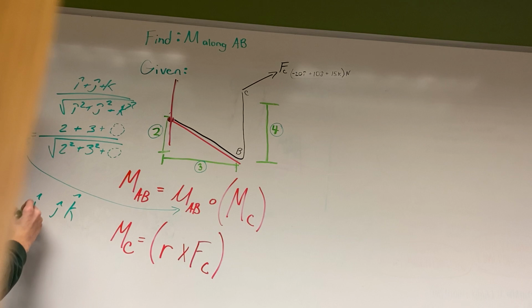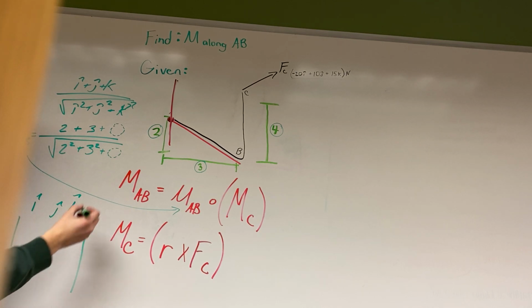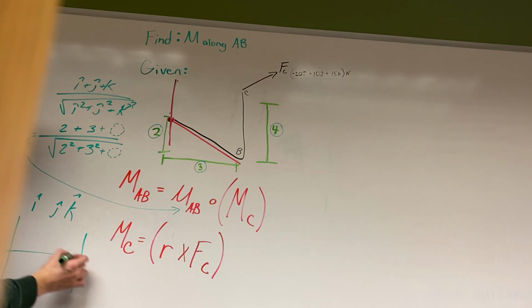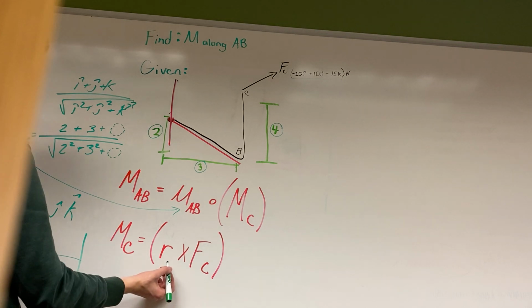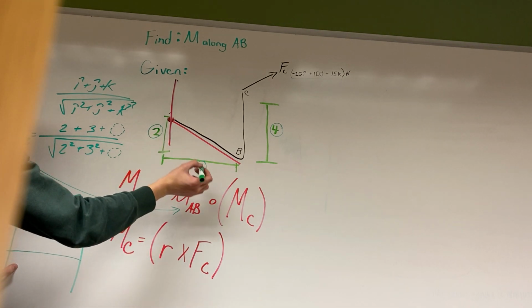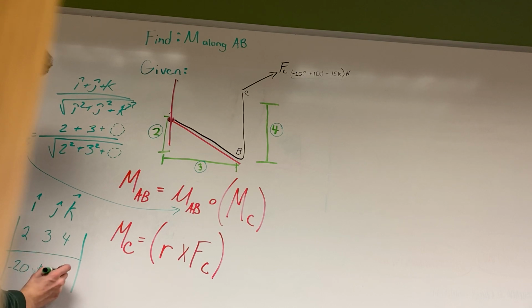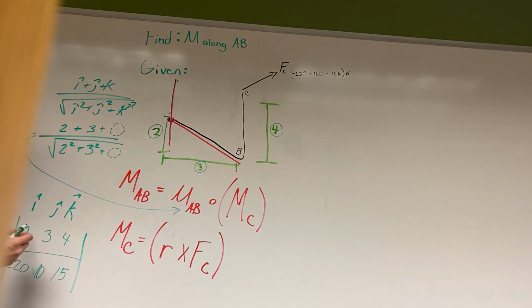Remember, we leave our I, J, and K up top for our reference. Then our R's are going to be on top, and our F is going to be on the bottom. So we have R, 2, 3, and 4 in our I, J, and K. And then we have negative 20, positive 10, and positive 15. We're going to do cross products between these.